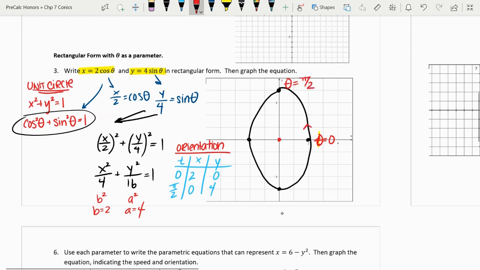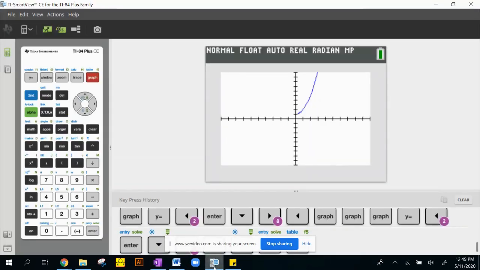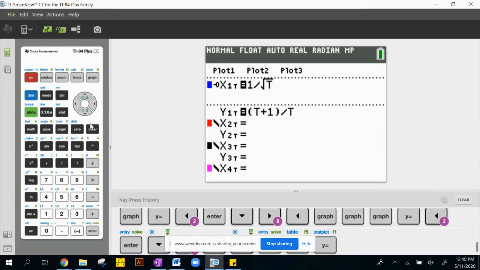You should do some exploring if you like and see when our orientation would change. Maybe you could think about that. Otherwise, there is my ellipse with our orientation. You can try out some more examples. You can still graph these. And if you notice, we haven't graphed any conics really on our calculator yet. This is a nice, easy way for us to do that.